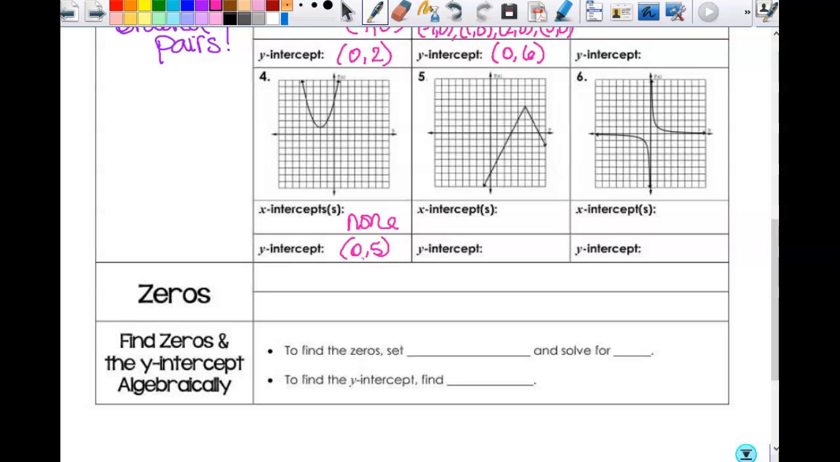Come to number 6. The x-intercept: there's none because there's a what here? Asymptote. So there's none there. What about the y-intercept? There's none because there's an asymptote there as well. Okay. All right. So intercepts are ordered pairs, right?